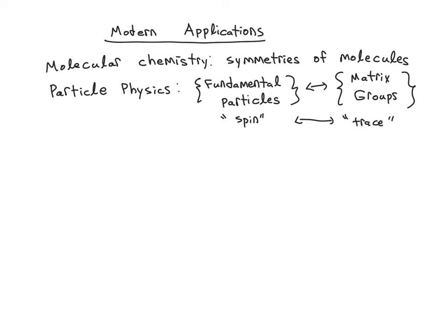This allowed them to conjecture the existence of fundamental particles we didn't know existed yet, and eventually they turned out to be right. So all the fundamental particles correspond to matrix groups, and a lot of their physical attributes can be computed using group theory, which is, well, I'll admit, a bit mind-blowing.